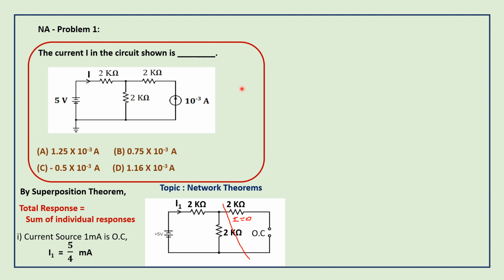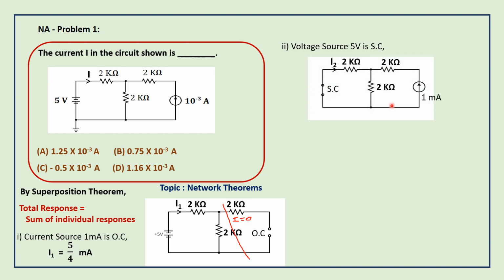Now I am going to activate only the current source. The other source, the voltage source, should be replaced by its internal impedance. If the voltage source is replaced by its internal impedance, it should be short circuited. Now the voltage source 5 volt is short circuited. After short circuiting the voltage source, the circuit will become like this. This is the short circuit condition of the voltage source, and we have only one source, the current source 1 milliamp. We have to find out the current I2, which is the current due to 1 milliamp acting alone in the circuit.